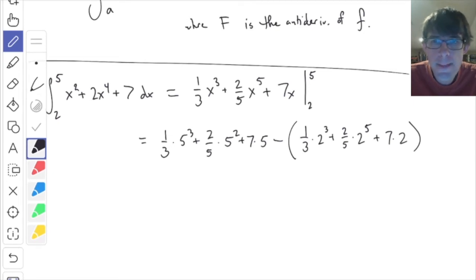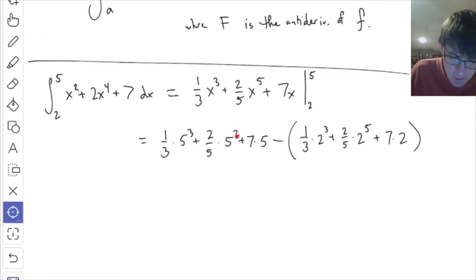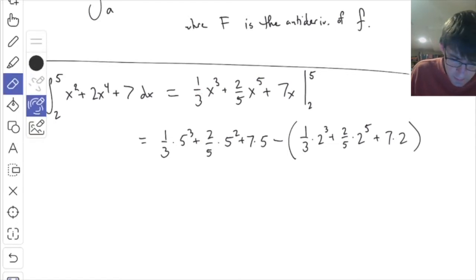For the first part, isn't it 2/5 times 5 to the 5th? Yeah. Thank you. I made a typo right here. This 2 power 2 should be a 5. I'm just copying this whole thing and plugging 5 in for x. Thank you for that. I will fix it.